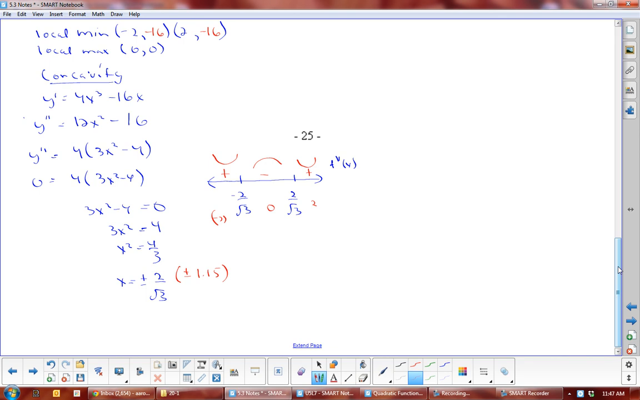Okay, so I would be concave up from negative infinity, comma negative 2 over root 3, union 2 over root 3, comma infinity, and concave down, negative 2 over root 3, comma 2 over root 3.